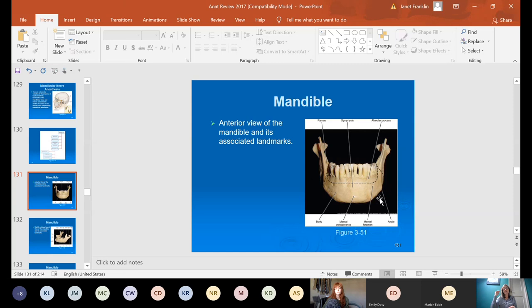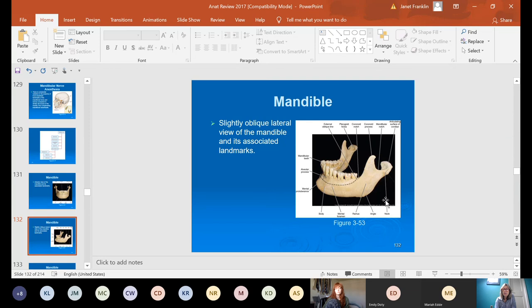Some other features on your mandible. We talked about the body, the mental foramen. We've got your ramus, your angle, the neck. The neck is this part right here. Then you've got the condyle. This is the one that articulates to form the TMJ, not this one. A lot of students get those two mixed up. This big, thick one is the one that articulates, not this little one. This little one is called the coronoid process.